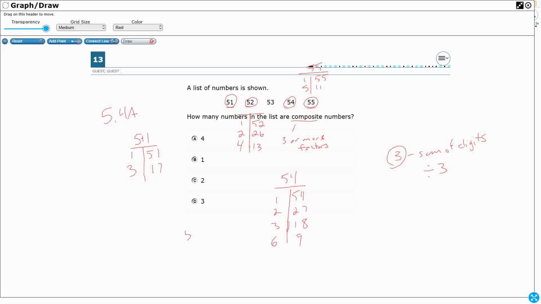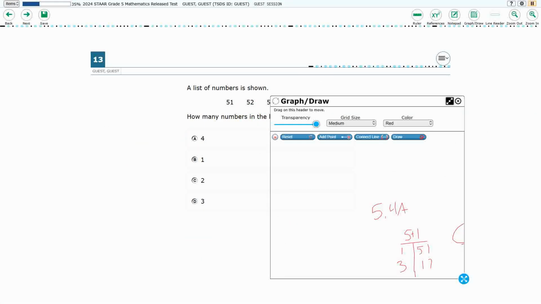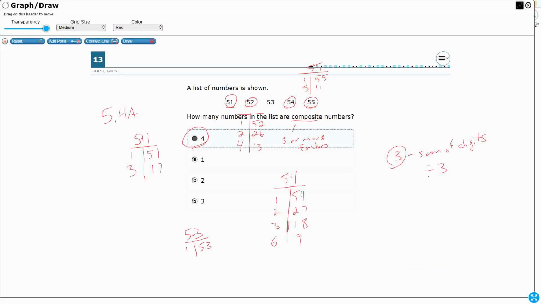53 is going to be prime. The only way to get to 53 is 1 times 53. 5 plus 3 makes 8, so it's not divisible by 3, 4, 5, maybe a 7, but 7 is going to be 49 or 56, right? 13 is going to be 13, 26, 39, 52, very close. So I have 4 composite numbers. So my correct answer here is A.